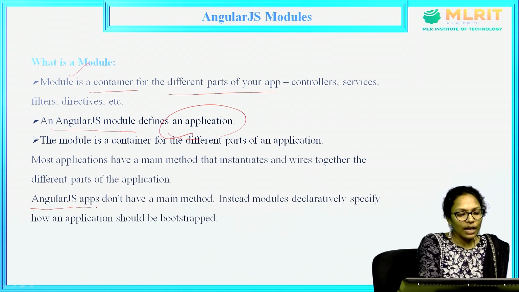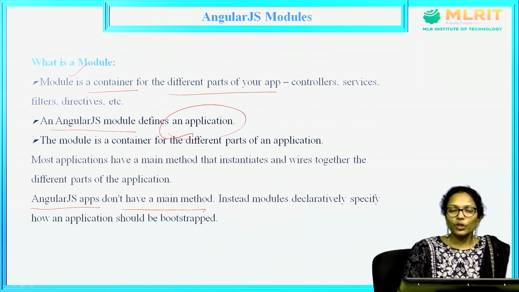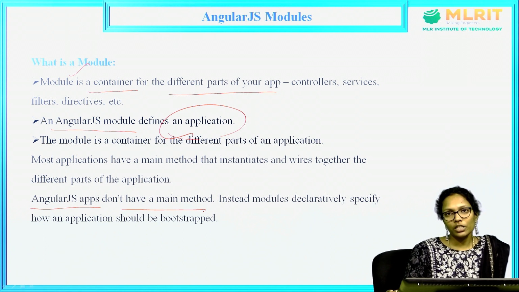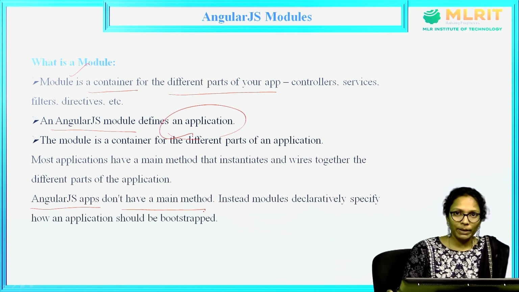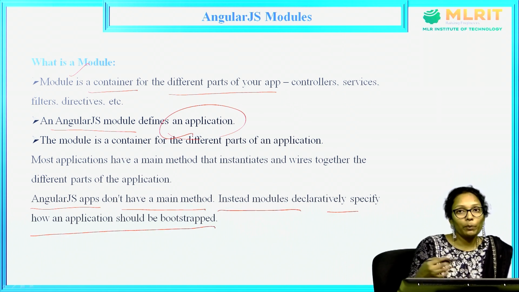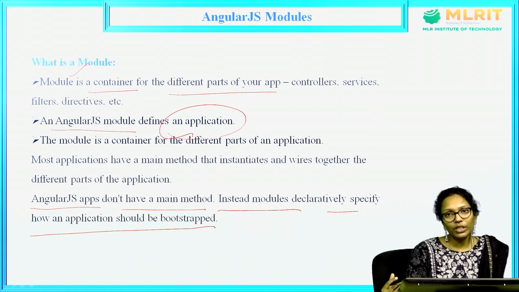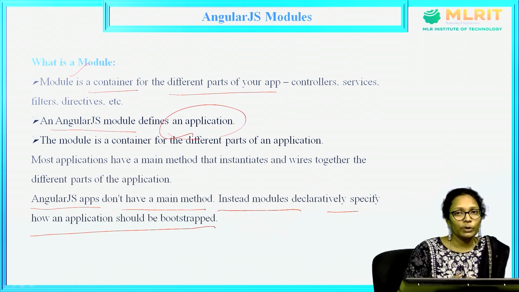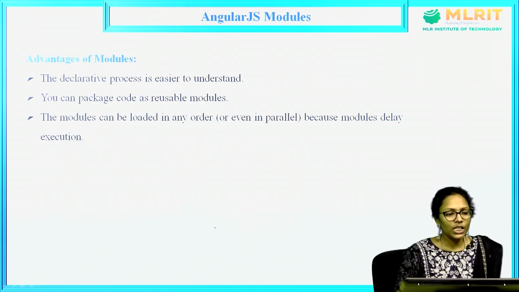We know AngularJS apps don't have any main method. For example, if you consider C or Java, we have a main function, along with many other functions. Irrespective of the number of functions, the execution starts from the main function only. Here we don't have any main method, but modules declaratively specify how an application should be bootstrapped. That means from where the execution will start. That can be decided by your module. Bootstrapping means the step, which one will be executed first, which one will be executed next, and so on. That can be done using the module. Why? Because we don't have any main method here, but from where do I need to start the execution?